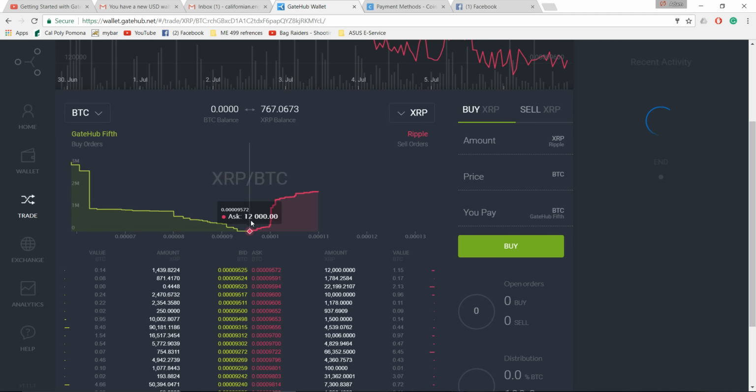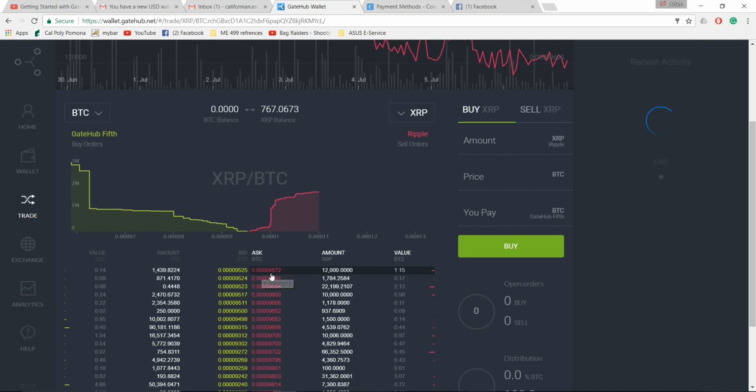And right here in the middle, this is what's actually being offered. You can buy Ripple for this much or sell your Bitcoin for this much, and you'll sell it. Right here in this green and red, this tells you the same thing. People want to buy Ripple for this much Bitcoin. Right here in the green, people are selling the Ripple for this much Bitcoin.